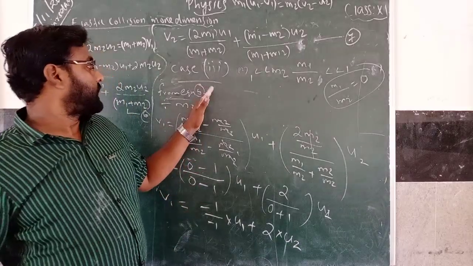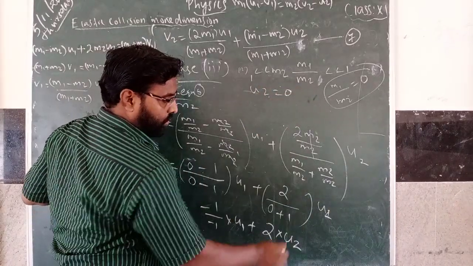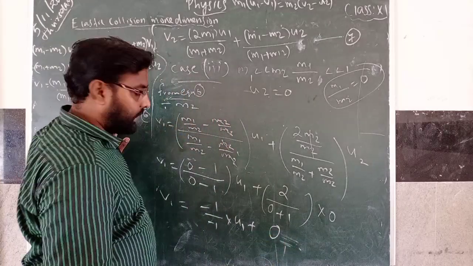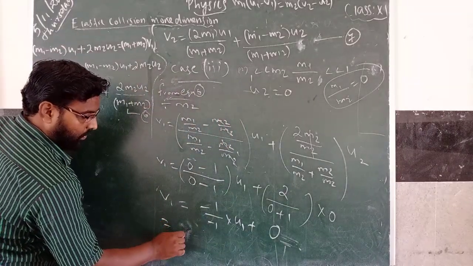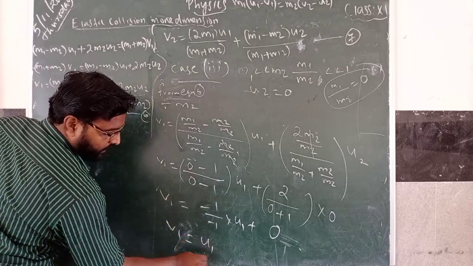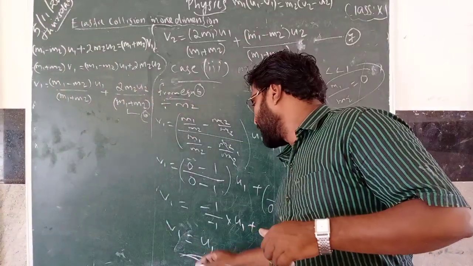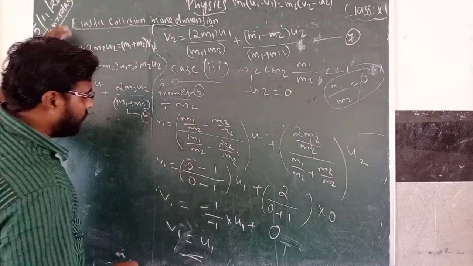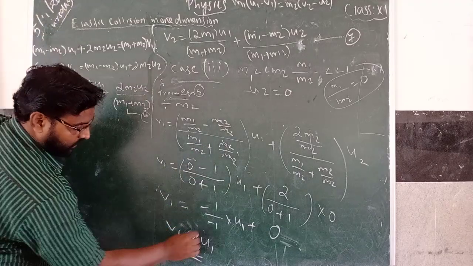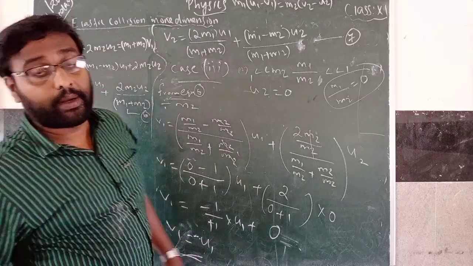You see, in this case 3, one more case is there. U2 equal to 0. U2 is 0 means into 0. So the whole thing becomes what? 0. So remaining only minus 1. What will you get? V1 is equal to minus 1 into U1. So minus U1 you will get.